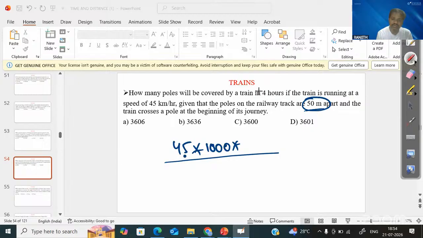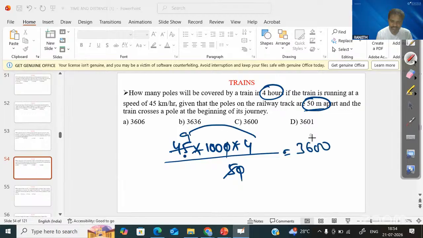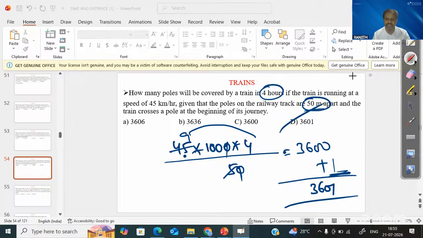45 into 1000, and the time is 4 hours, divided by 50. So 5 ones are 5, 5 nines are 45, 9 fours are 36, 3600. But this is not the correct answer. We need to add plus 1, because initially the train is already at one pole. So total number of poles will be equal to 3601. The answer is 3601.